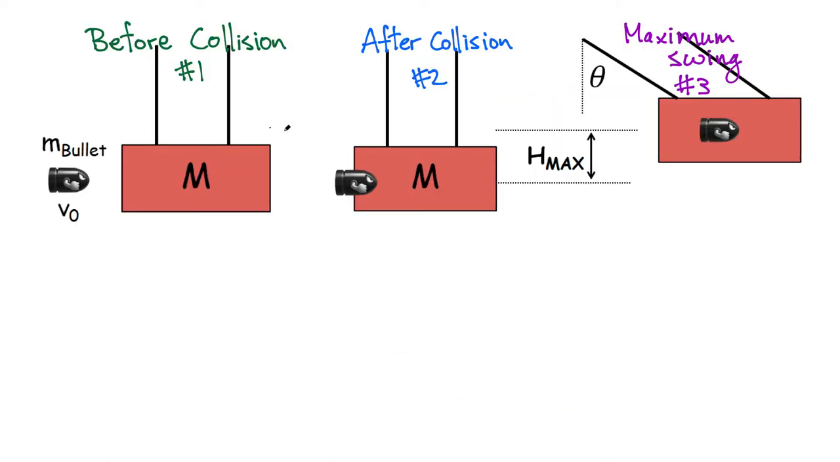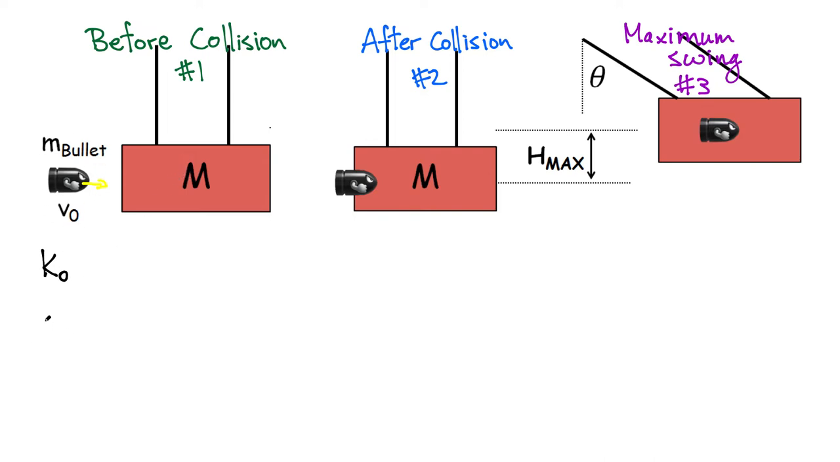All right, I've broken down this collision into three different sections here. Before the collision, we have the bullet traveling toward this stationary block, and it's traveling at some initial velocity, V0. The block is stationary. So this initial bullet has some kinetic energy. I'll call it K0. That's the initial kinetic energy of the bullet only. The block is not moving.